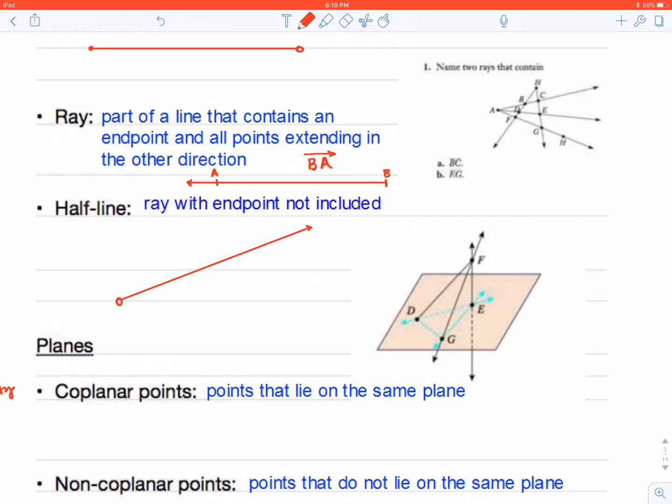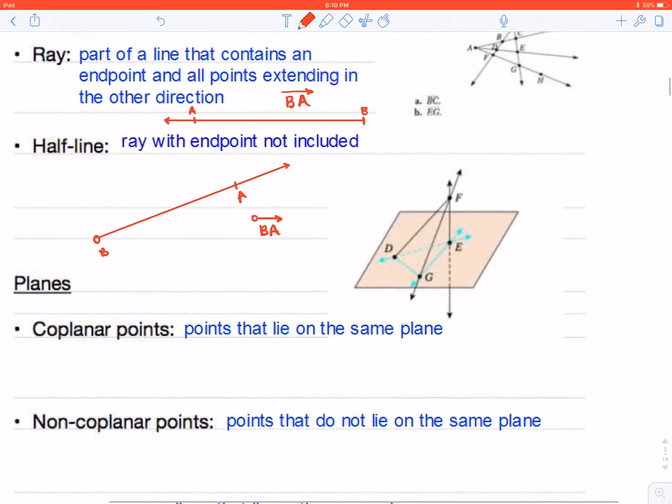Half line, the symbol is going to be the same. The difference here is that I have an open circle. So if this is point B and this is point A, you use a half line or an open circle in your notation.